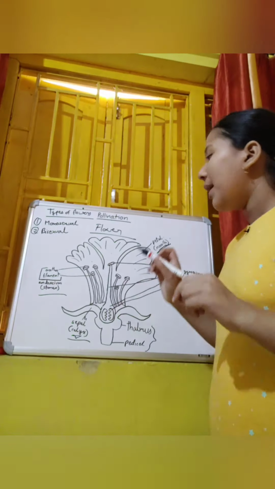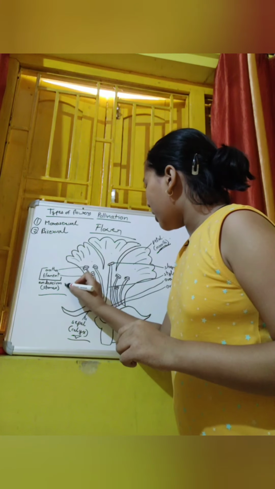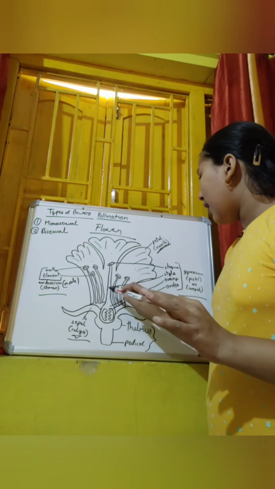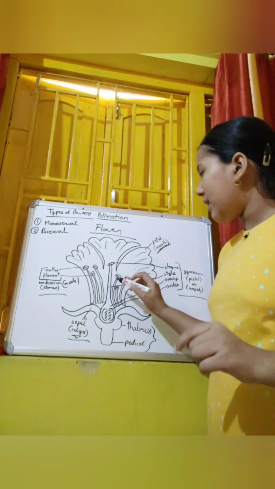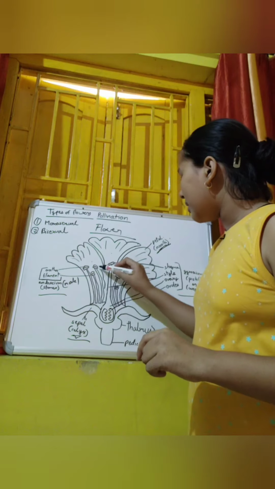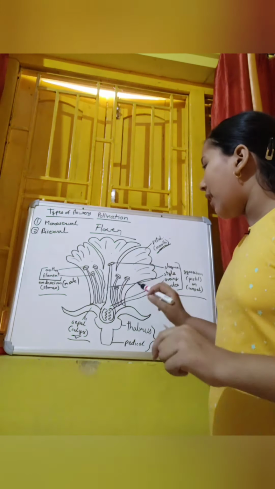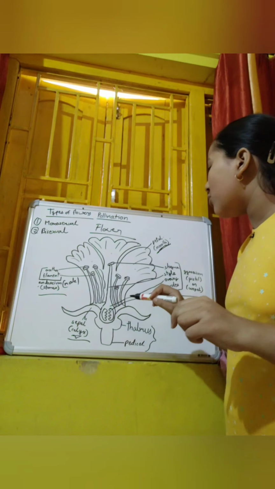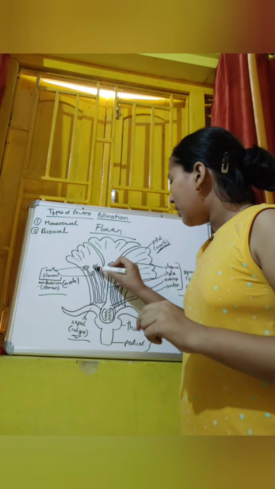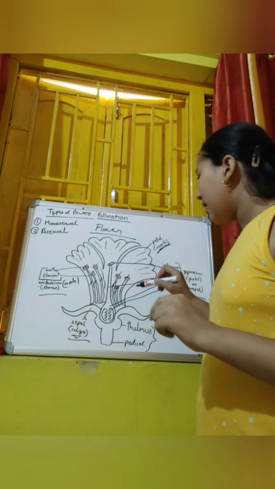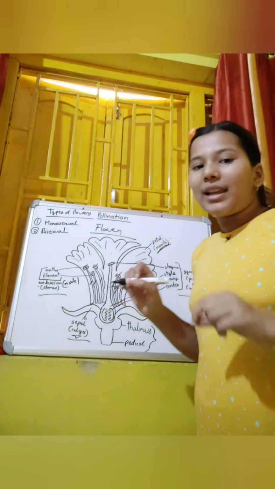Next, then the third one is the androecium. Now androecium is the male reproductive part. And all these are known as stamen. Now this single one is the stamen. And all these all together, if we take them as a group, then they are known as androecium. Now what do they consist of? They consist of these anthers, the top part. And this is the filament, this thin part. And the anther produces pollen grains.